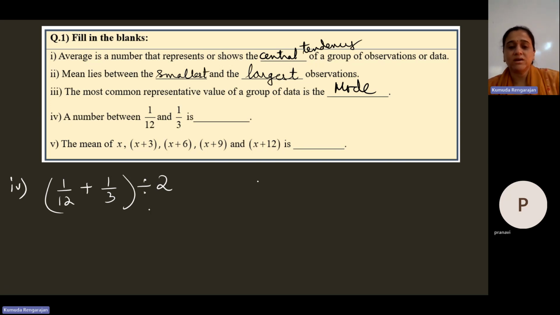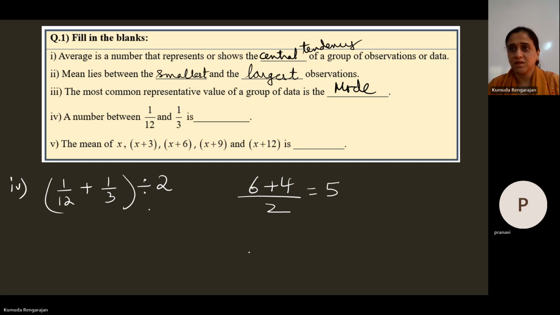Supposing the numbers were 6 and 4, add 6 and 4 and divide by 2. So what is 6 plus 4? 10. 10 by 2, 5. So a number between 6 and 4 is 5. Supposing you were given the numbers 3 and 11. Okay, so a number, there are many numbers.